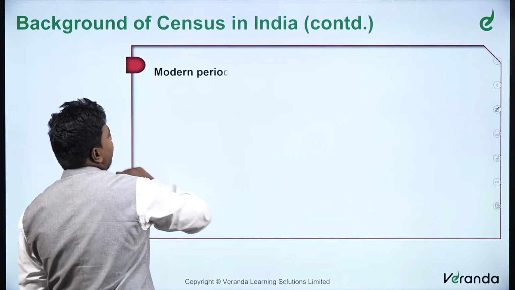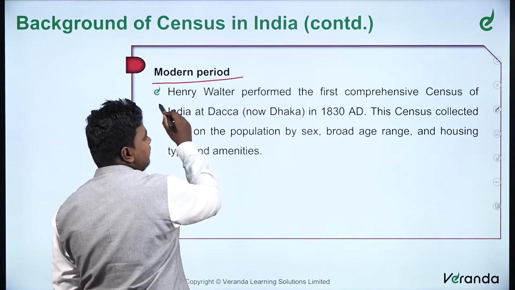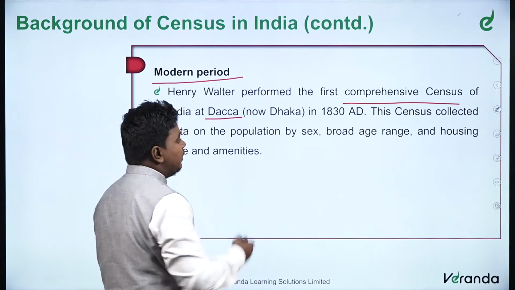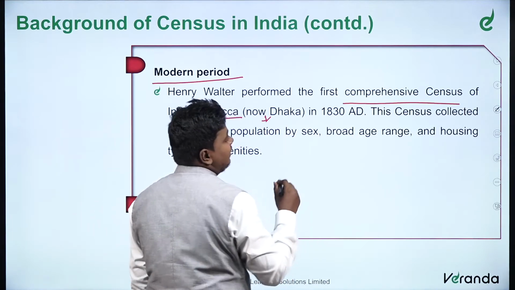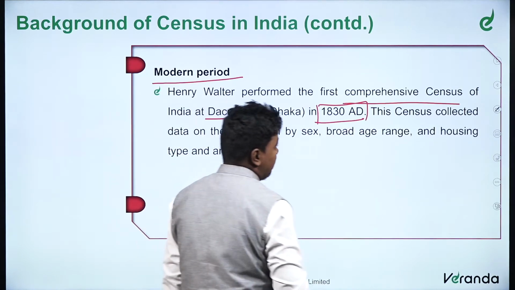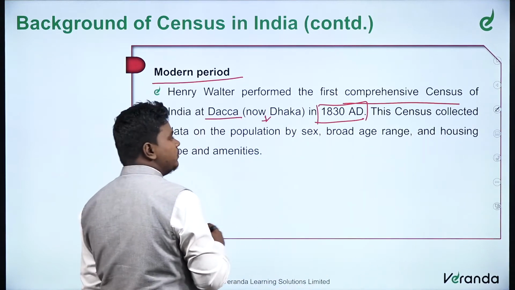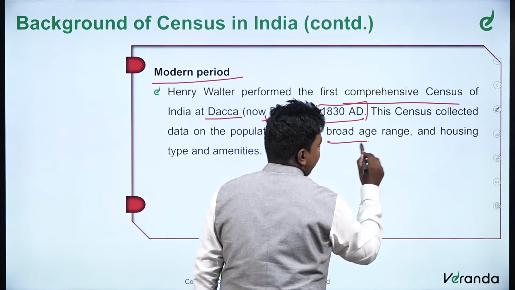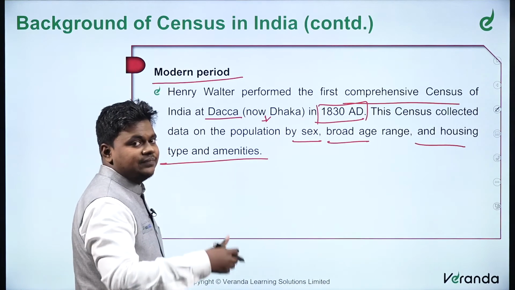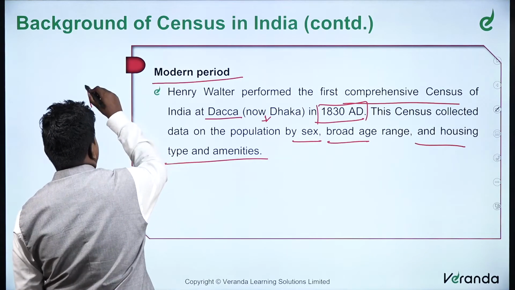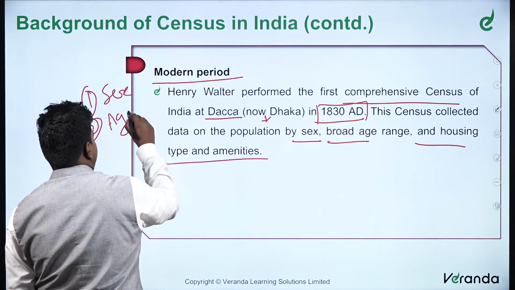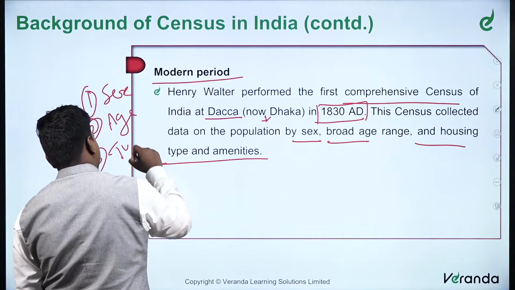Then finally, in the modern Indian period, Henry Walter performed the first comprehensive census of India at Dhaka. Dhaka is now in Bangladesh. In 1830, it was the first comprehensive census performed. This census collected data on the population by sex, broad age range, and housing type and amenities. So they tried to segregate the population based on sex, based on age category, and types of houses.